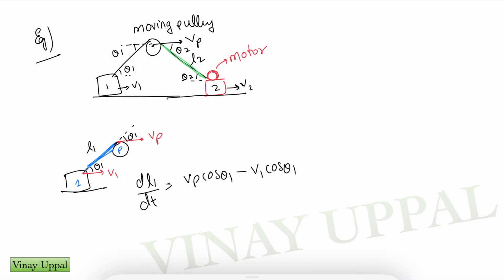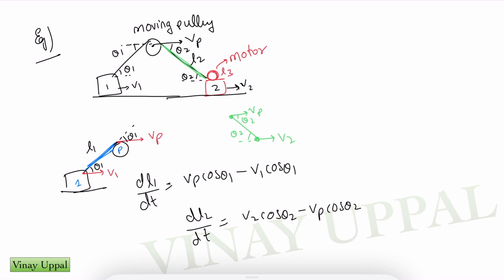Similarly, can you do the same for this green length? Let's call that L2. So for the green length, the lower point has a velocity V2 and the upper point has a velocity Vp, and these angles are theta2. So I can write dl2 by dt. It's increasing due to V2 and it's decreasing due to Vp. And finally, what about the length around the motor? Let's call that L3. Let's say the motor wraps the length at a rate of V4. So dl3 by dt would be equal to V4. Basically the red length on the motor is increasing by V4.